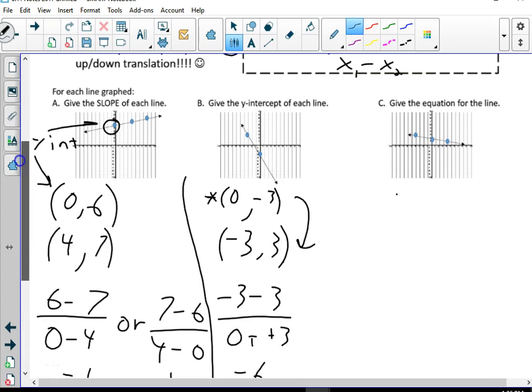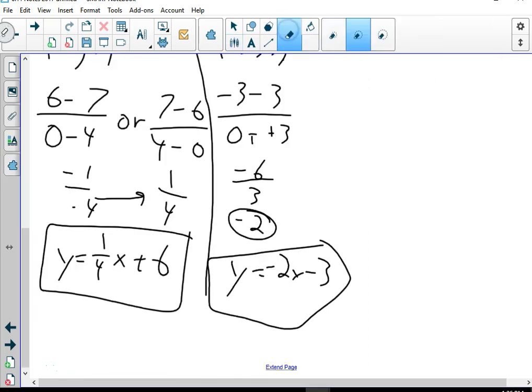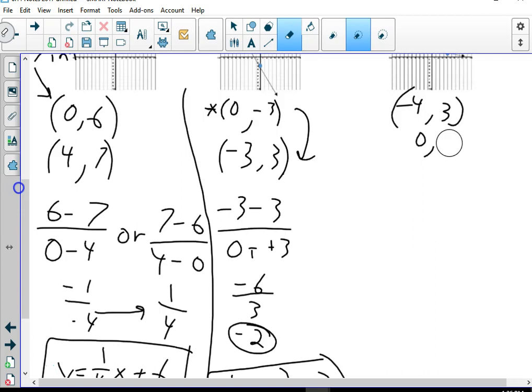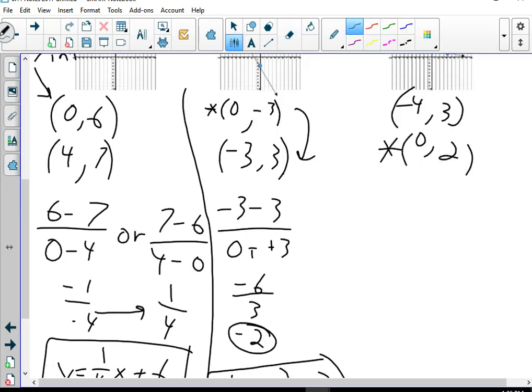Last but not least, I'll give you these 2 points, (-4, 3) and (0, 2). Again, (0, 2) is my y-intercept. Now, this is one of those cases where I can avoid the double negative. If I do top to bottom, I will not have a double negative. If I do bottom to top, I will have a double negative. So I'm going to avoid that by going in this direction.